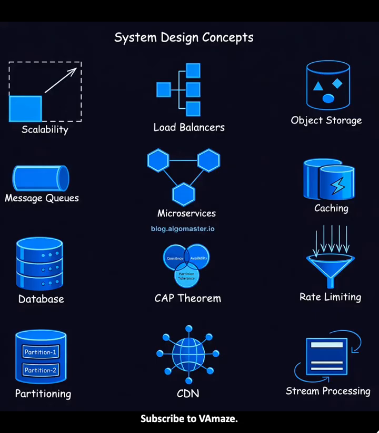The CAP theorem is the fundamental law of distributed systems. It states that any distributed data store can only guarantee two of the three properties simultaneously: consistency, availability, and partition tolerance. You can't have all three. Understanding this trade-off is what separates junior engineers from senior architects.